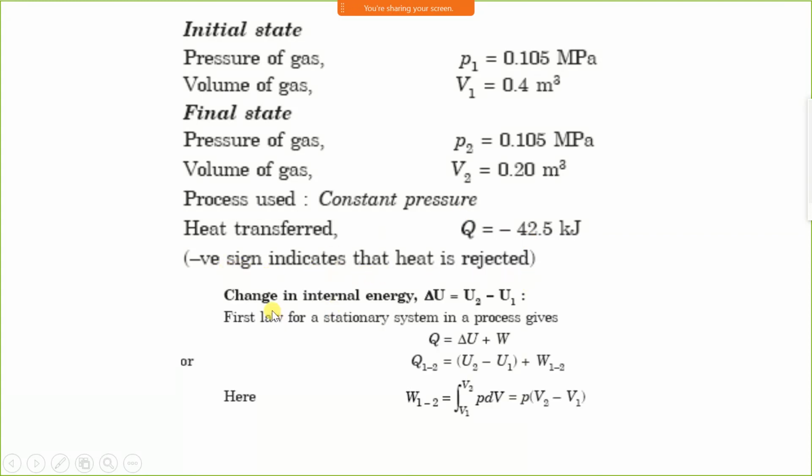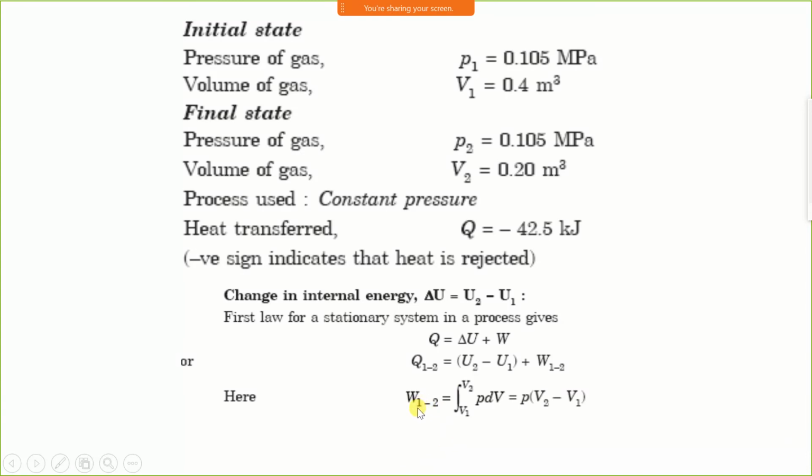Change in internal energy we have to calculate, that is delta U is equal to U2 minus U1. Apply the first law of thermodynamics, and what is the formula? Q is equal to delta U plus W, but W is not given. We have to calculate W. Now process 1 to 2 takes place, where volume changes from V1 to V2. Heat transfer from 1 to 2 is equal to U2 minus U1 plus W1-2. Now calculate work done.